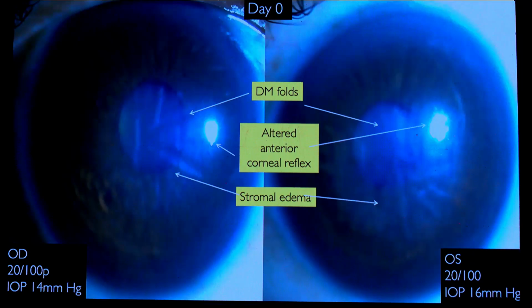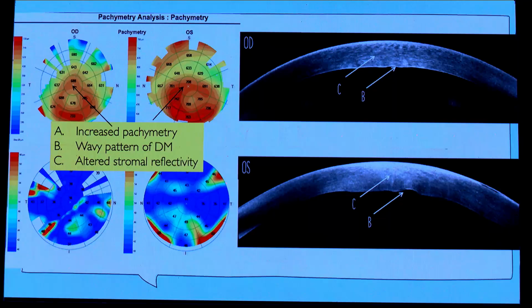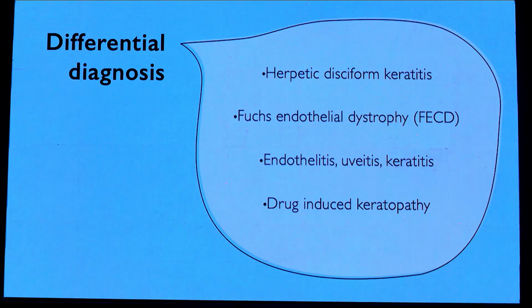The patient had DM folds with altered anterior corneal reflex with stromal edema. IOP was within normal limits. This is the anterior segment OCT, which showed increased pachymetry in both eyes with a wavy pattern of DM posteriorly with altered stromal reflectivity. Differentials at this point of time included herpes disciform keratitis, but it was not so because of the absence of cellularity in the stroma.